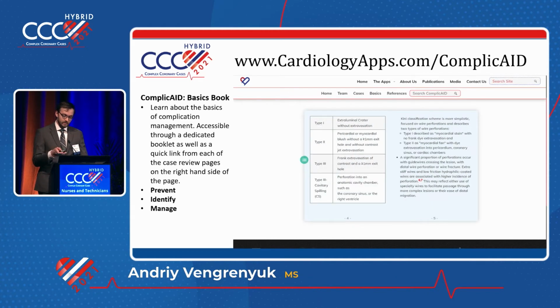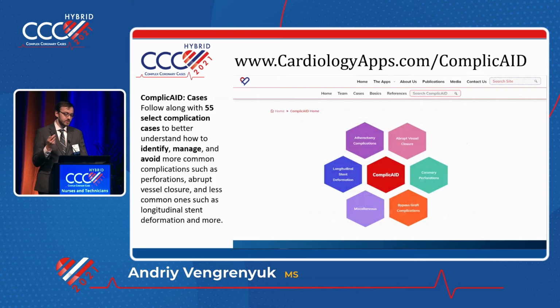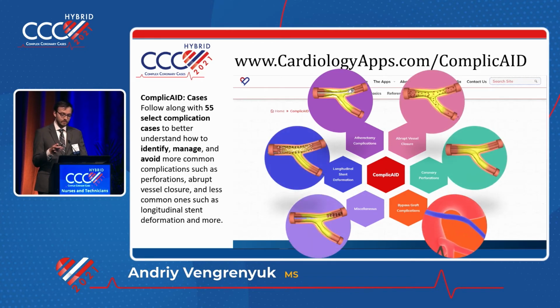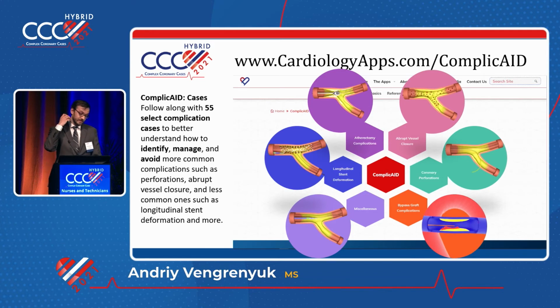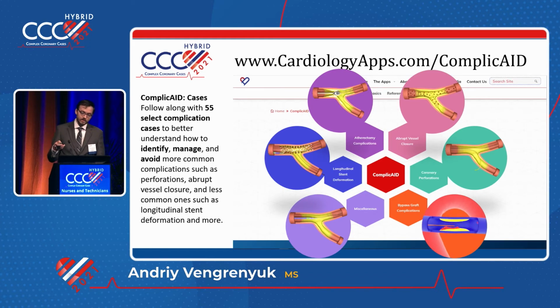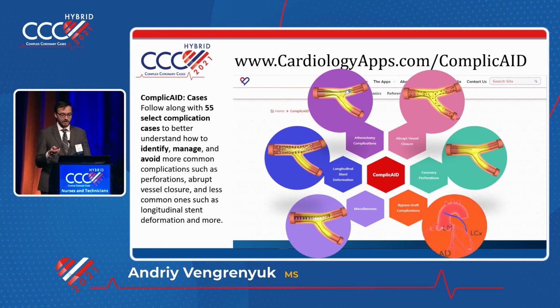So inside of the Basics, you see classification information, prevention, management, etc., such as incidence rates. Now, inside of Complicate, we have 55 case reviews. This is after searching, I think, 10 years of complications from our particular site that has about 3,500 PCIs a year. So you can imagine that we're able to find a large, diverse number of complications, even things like air embolism that we'll go into a little later.